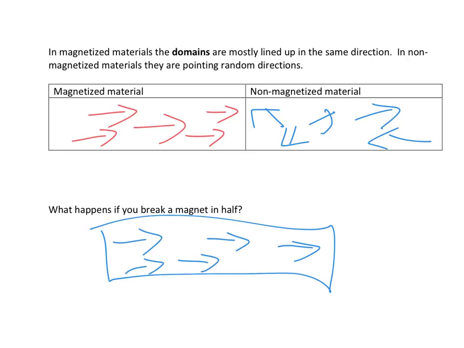If you took that magnet and you broke it in half, you now really just have two magnets. And now you have two magnets where you would have, say, a north pole here and a south pole here, and you would have a north pole here and a south pole here.